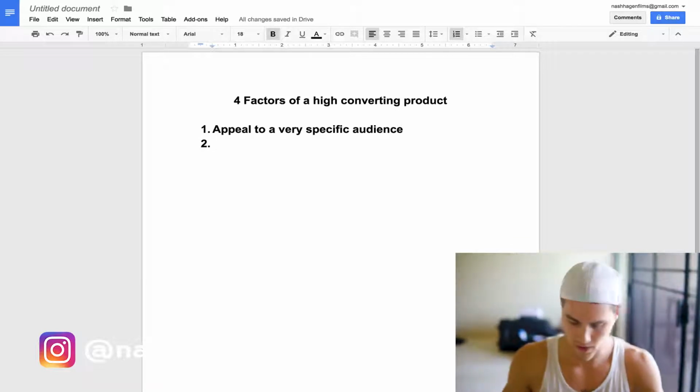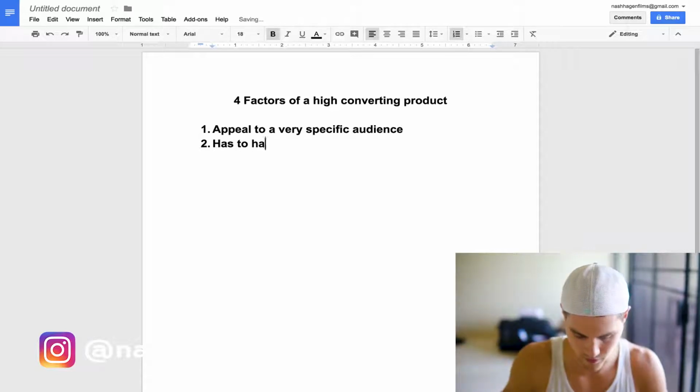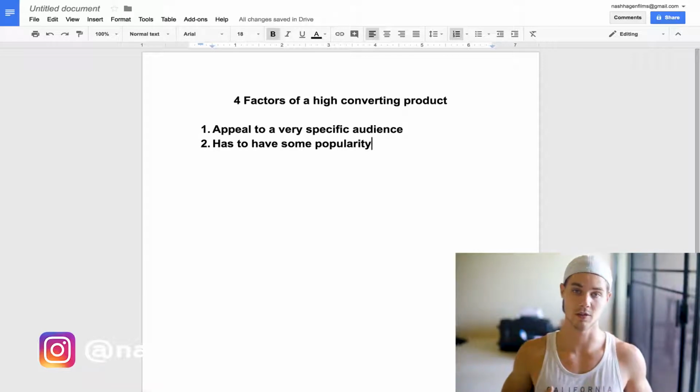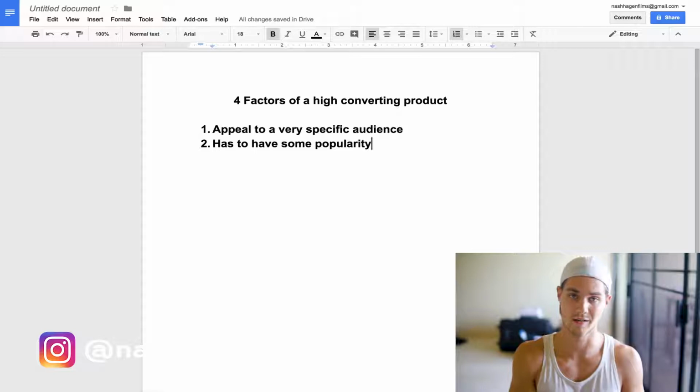So number 2 is that the product has to have some popularity, okay? And what I mean by this is that there's so many people, myself included when I first started, that just go out and find a product that they like or that they think somebody might like, but they do no research on it. They have no idea if it's a popular product or if people actually like it, right?